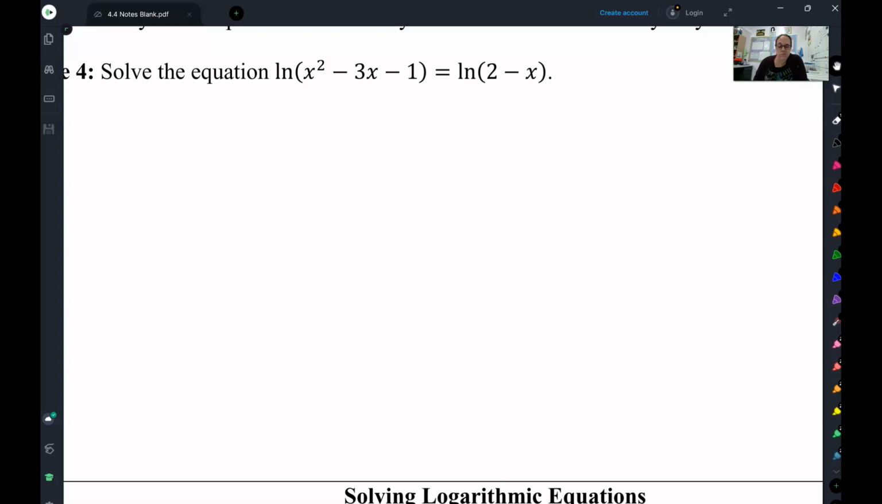I'm going to give you about 10-ish seconds to brainstorm. Pause the video if you need more time to brainstorm how you would start this problem. Try it out, see if it works, and then you can come back and we'll do it together to check and see how you did.